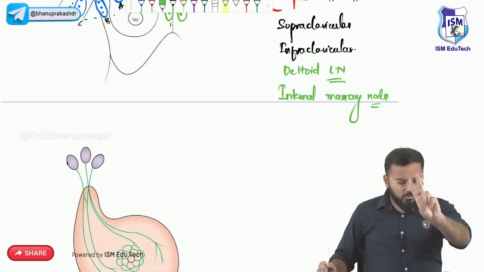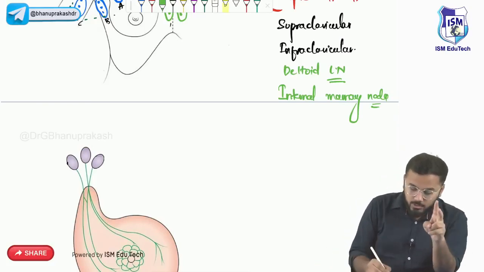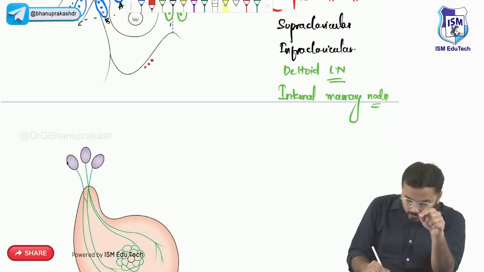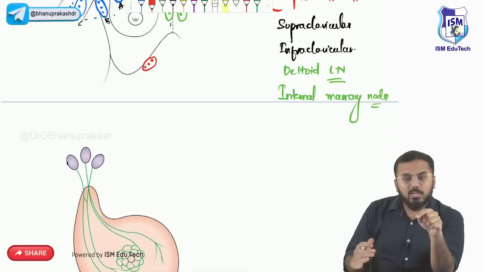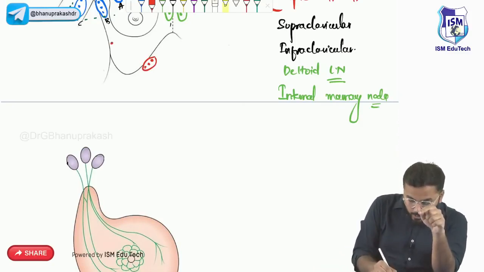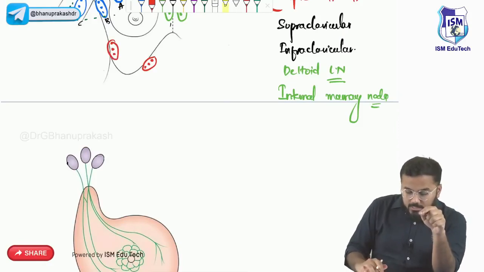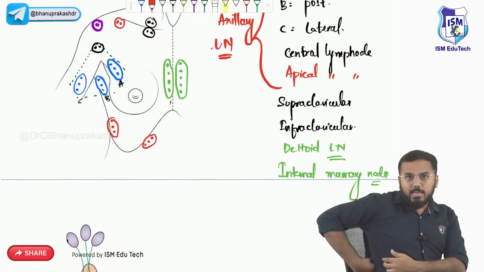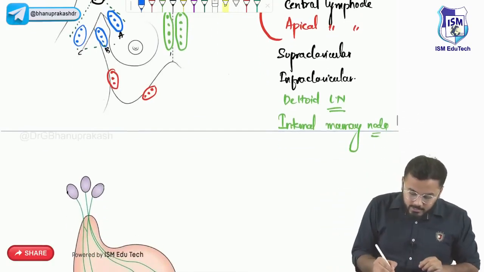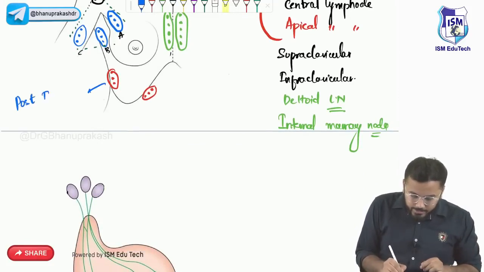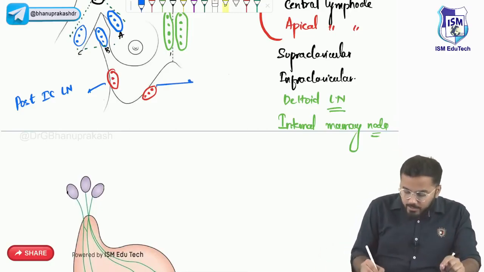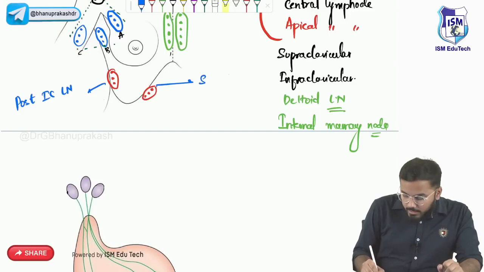And finally, we are left with only two lymph nodes. One lymph node is located over here, that is below the diaphragm. Another lymph node is located here, on the back. This is called the posterior intercostal lymph node. And this one, which is located under the diaphragm, is called the subdiaphragmatic lymph node.